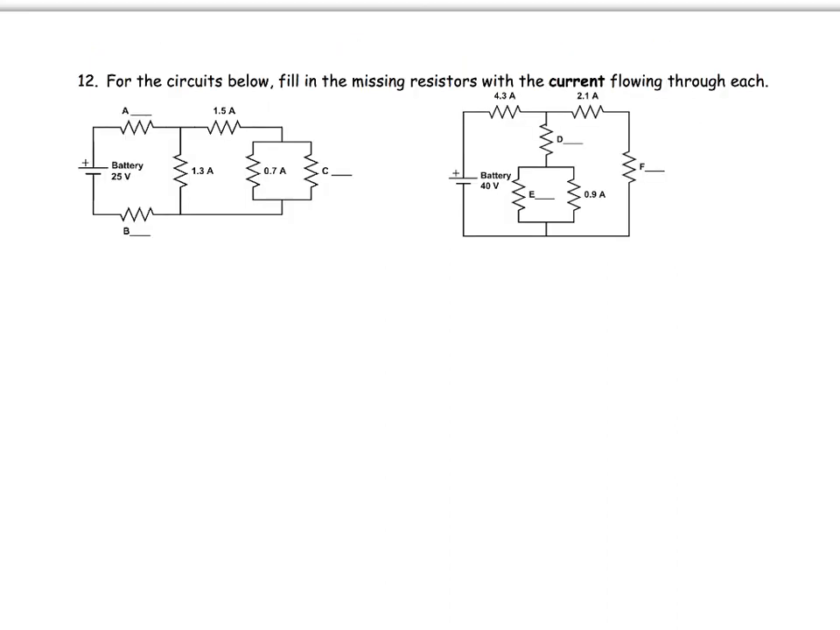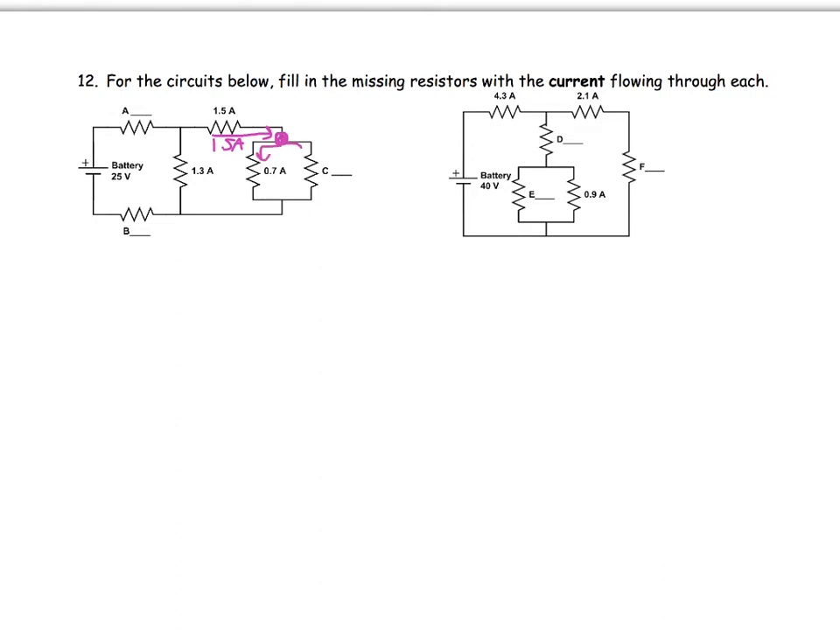For this next one, we have two of those circuits with missing information. In this case, we're trying to fill in the missing currents. So we're thinking about our junction rule. Whatever current flows into a junction must leave the junction. So I'm going to start right here, thinking about this part. We have 1.5 amps flowing through that resistor. That means 1.5 flows up to this junction.